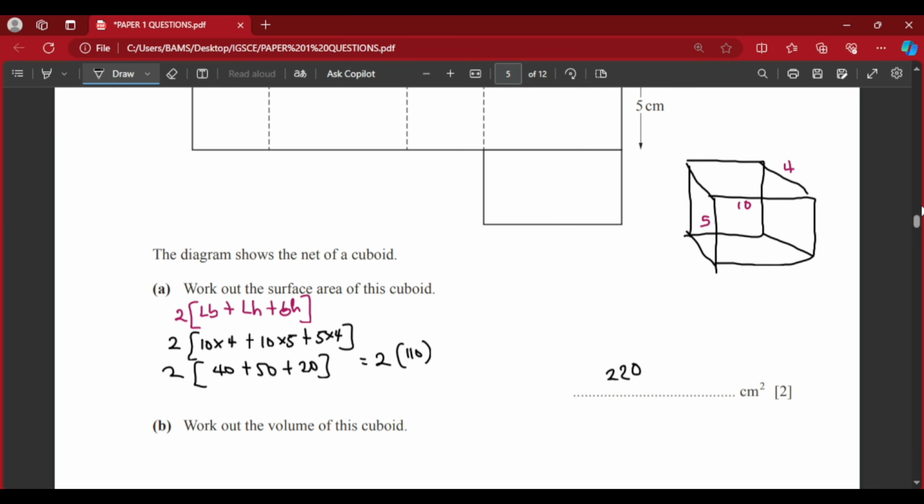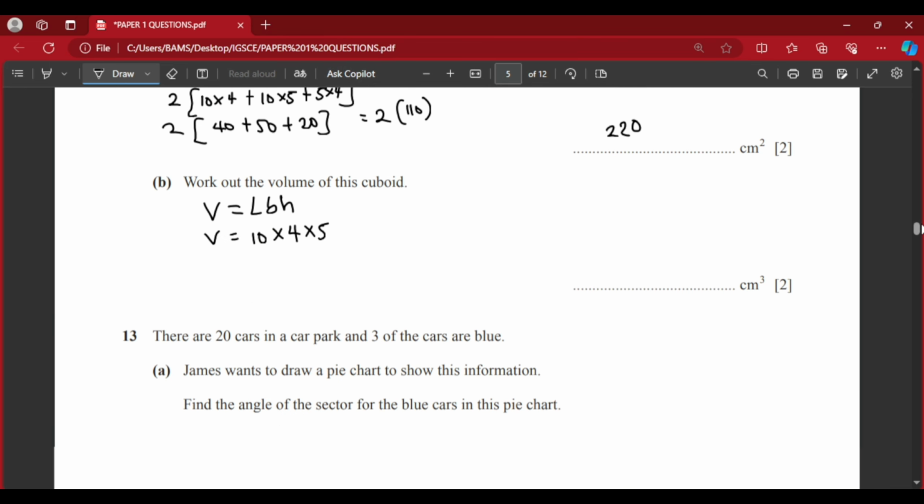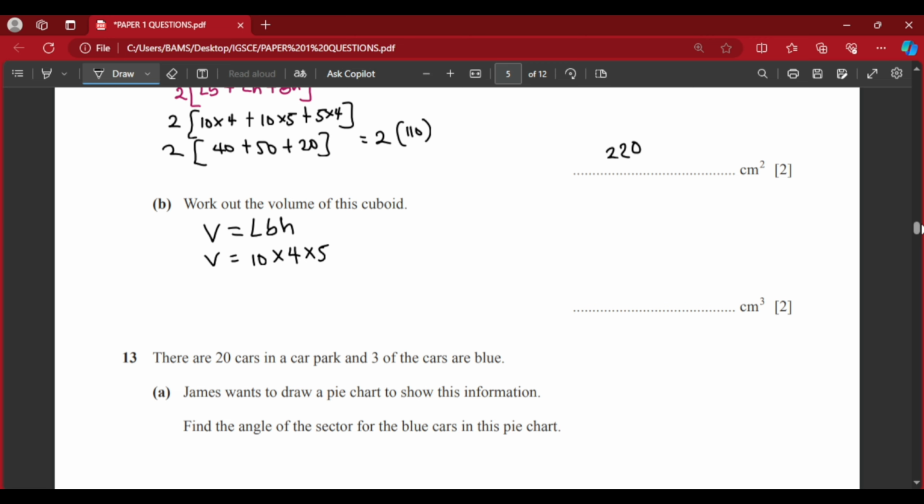Now, if I want to construct the value of the volume, so volume V is equal to length times breadth times height. So I plug that in. So length here is 10, 10 times the breadth, which is 4, times height, which is 5. Okay, so 4 times 5 is 20. 20 times 10, that will give us 200 centimeter cube. So that will be our volume.